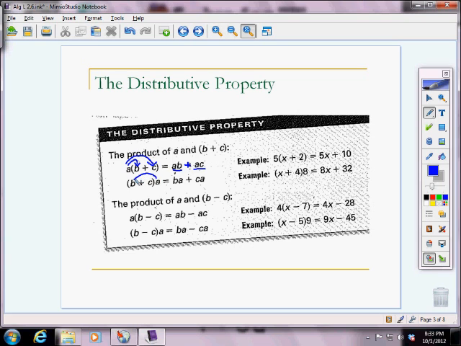And it doesn't matter if the number is written behind it. We're still going to go a times b or b times a, and a times c or c times a. And the same thing is true for subtraction. So let's see how we can use this idea of distributive property to simplify and solve problems.